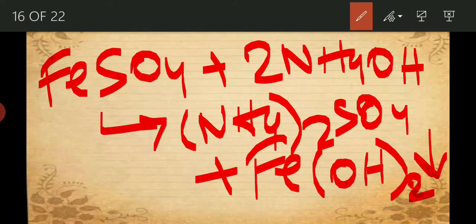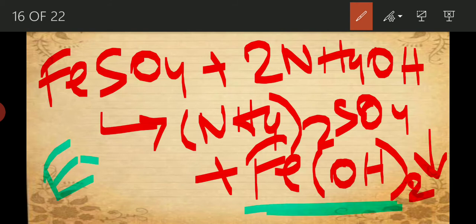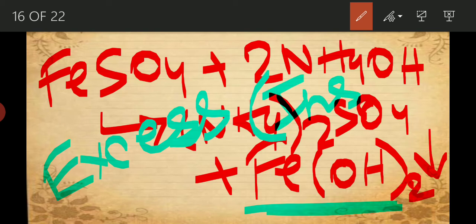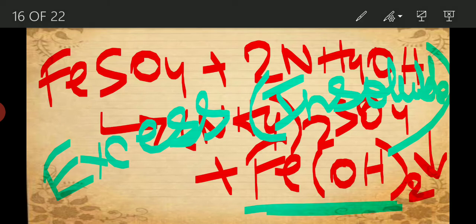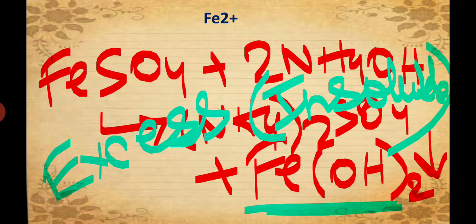Right? But this static green precipitate is again insoluble in excess NH4OH. So just like magnesium hydroxide, ferrous hydroxide is again insoluble in both excess sodium hydroxide and ammonium hydroxide.